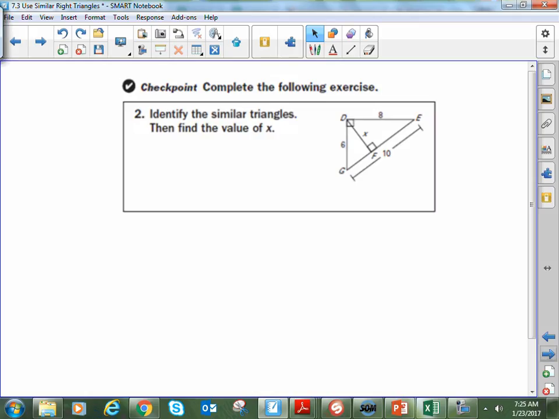So go ahead and now that we're here, find the missing value, the value of x, and when you're ready, hit play again and compare your answer to see what I got.